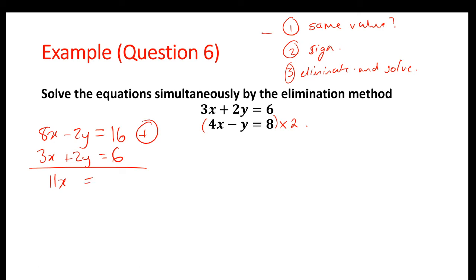But then equals 16 plus 6. Well, if I add those together, I should get 22. Okay, so 11x is equal to 22. To get the x by itself now, we're going to divide both sides by 11. So divide by 11, divide by 11. So my final answer is x is equal to 2. Well, not my final answer, but my first part is my x is equal to 2.